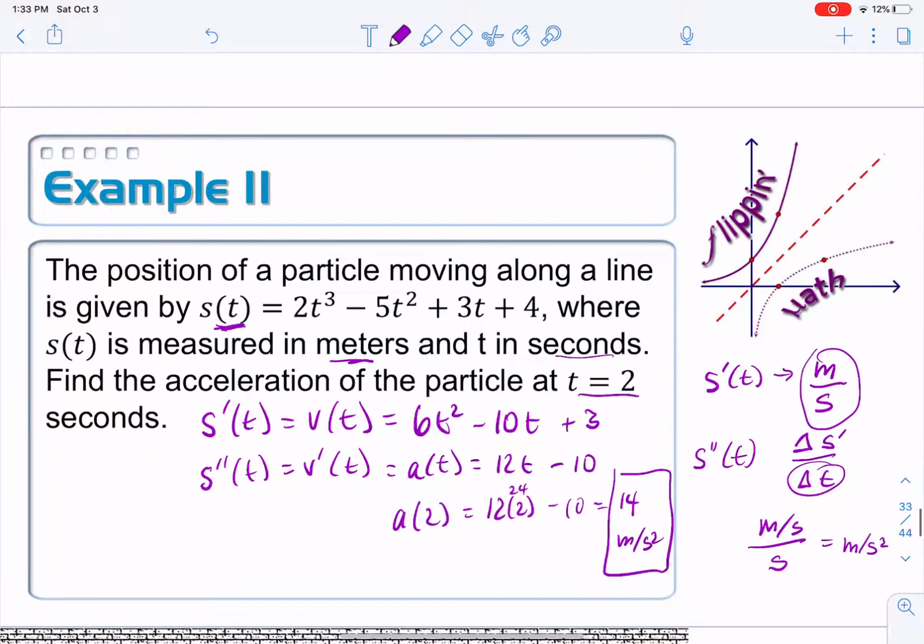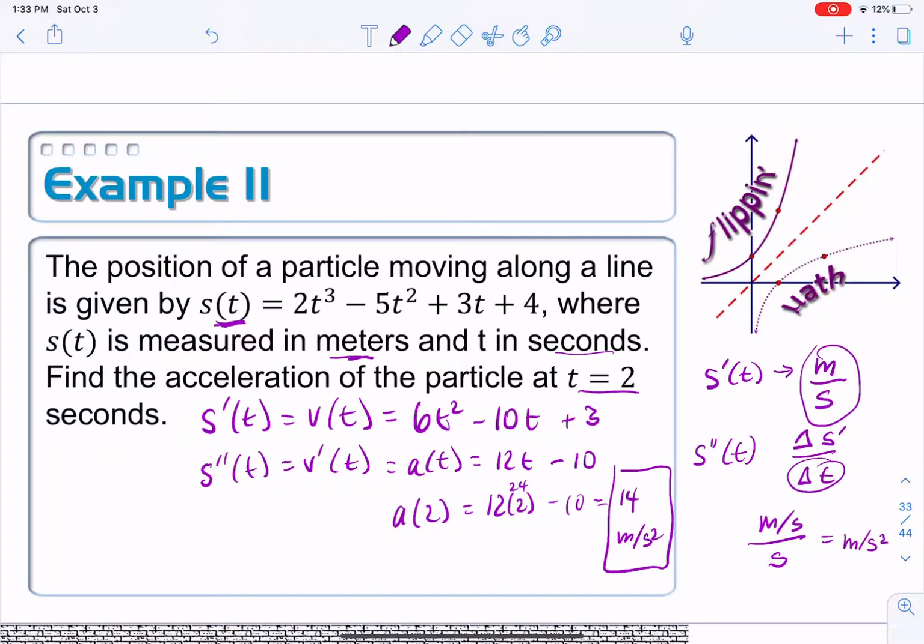There is the first objective concluded, where we were able to come up with the constant rule, the constant multiple rule, the power rule, and the sum and difference rules. And when we put it all together, it allows us to easily and quickly find the derivative of any polynomial function.